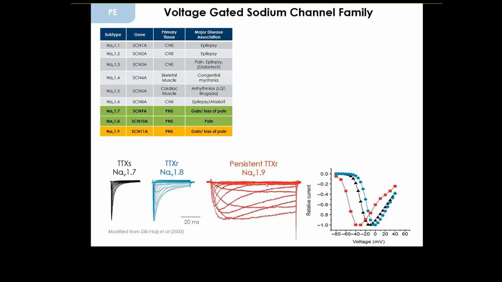TTX sensitivity or non-sensitivity, you can plot these currents in a so-called IV plot, and you can recognize in this graph that they are very different, with NaV 1.9 being the most hyperpolarized activated channel. And these different properties also are very important for the physiological function of the channels.